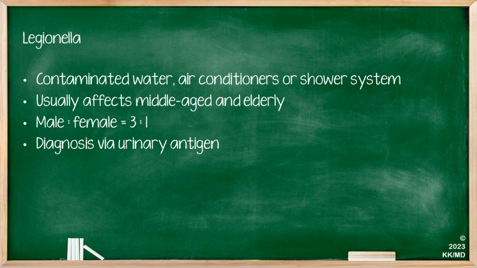Legionella is one of the organisms that is not too uncommon in real clinical practice and is one of MRCP favorites. So for the purpose of MRCP, this would be somebody who is generally middle-aged to an elderly patient that has essentially been in contact with contaminated water, air conditioners, or shower systems, and it affects males 3 times more than females. The other key factor is that the antigen for this type of pneumonia is only detected in the urine.